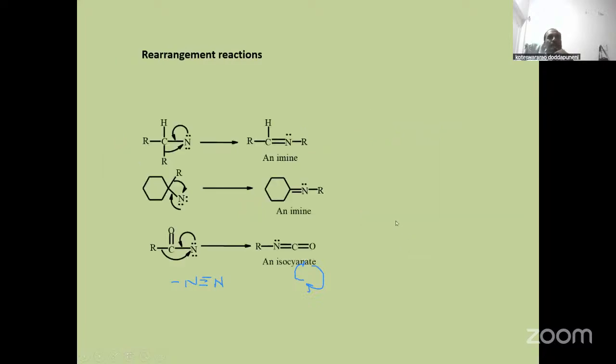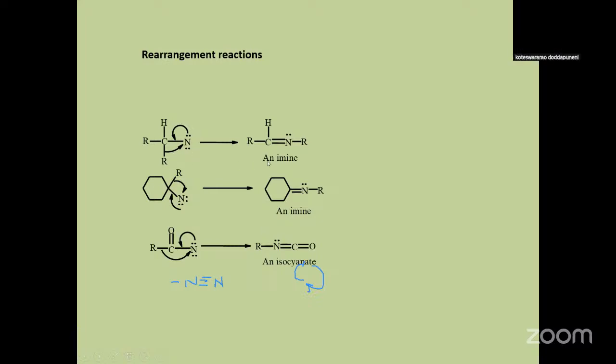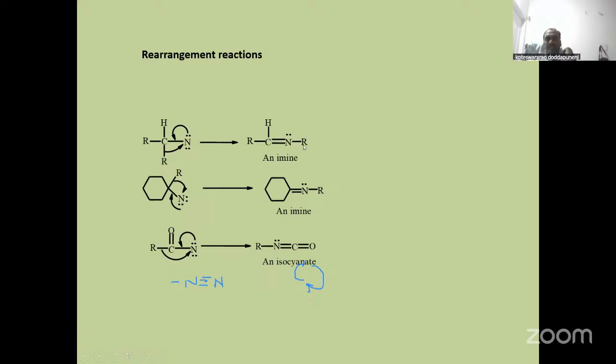Next, rearrangement reactions. This is a secondary alkyl nitrene. It undergoes rearrangement, and this R group is rearranged. That leads to the formation of an imine derivative, the C double bond N derivative. Similarly, this cyclohexyl alkyl nitrene also undergoes the rearrangement that leads to formation of an imine.